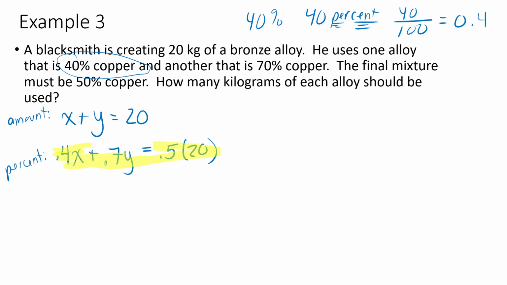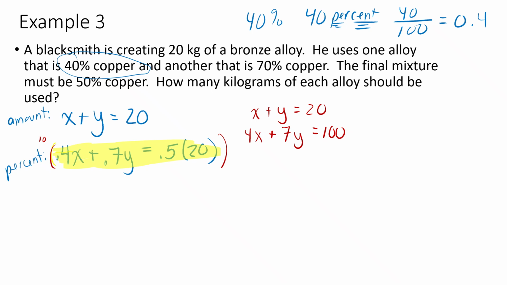I took everything in the bottom equation and multiplied it by 10. The reason I did that is because I don't want to deal with those decimals. I can deal with decimals, I just don't want to. So I'm going to multiply everything by 10. I'm going to have x plus y equals 20. By multiplying by 10, the 0.4 becomes a 4, the 0.7 becomes a 7, and the 0.5 becomes a 5, and 5 times 20 is 100. I just like that equation better. You are welcome to keep all the decimals in there. There'd be nothing wrong with that.